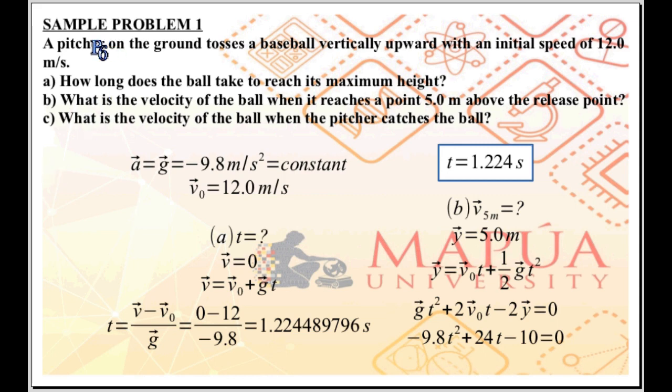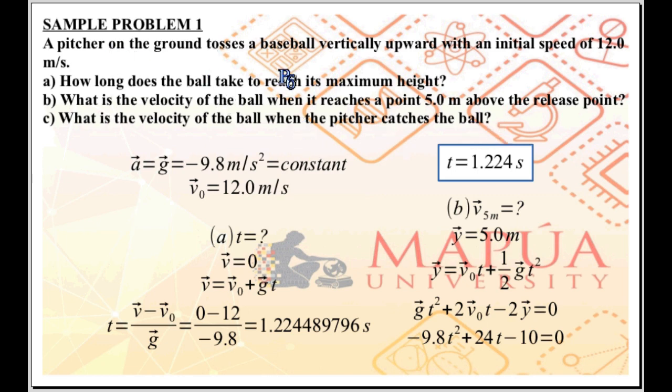Let's now have the following example. Sample problem number 1. A pitcher on the ground tosses a baseball vertically upward with an initial speed of 12 meters per second. You are asked for three things. How long does the ball take to reach its maximum height? What is the velocity of the ball when it reaches a point 5 meters above the release point? And what is the velocity of the ball when the pitcher catches the ball?